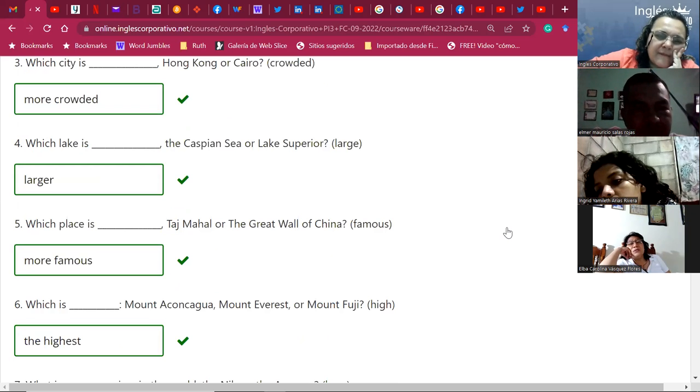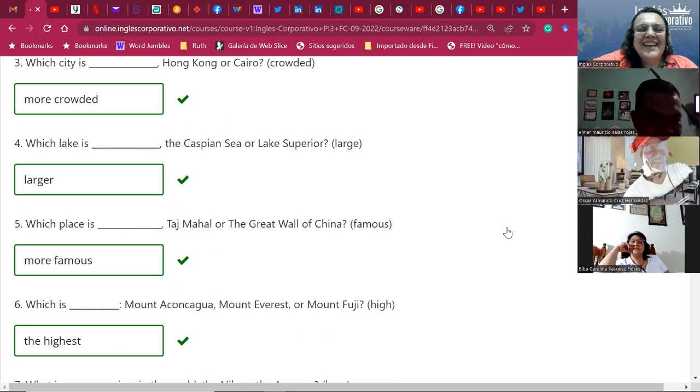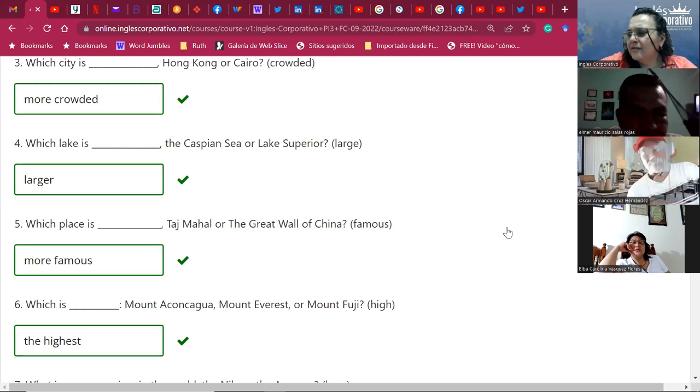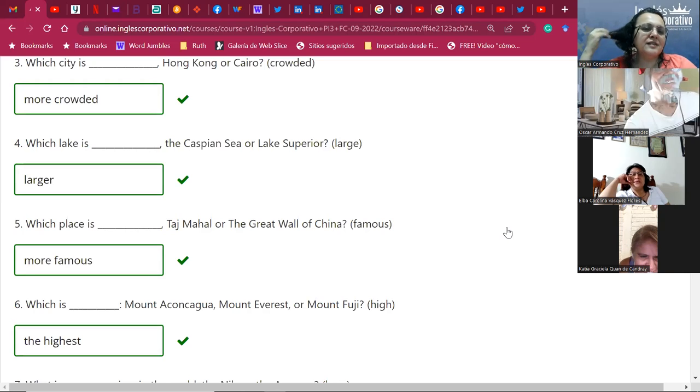Ahí sí me mataron. Creo que el Caspian. What do you think? Google, please. Let me know, which is larger, Caspian or Lake Superior? Estoy esperando que me digan. No me quiero quedar con la duda. Which lake is larger? Caspian Sea or Lake Superior? Ask Google.